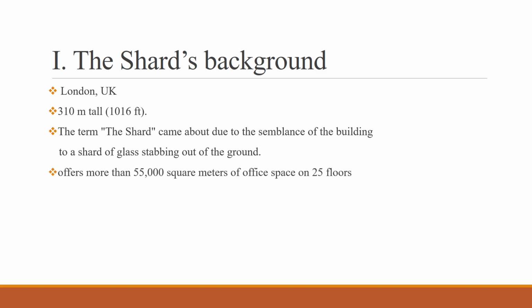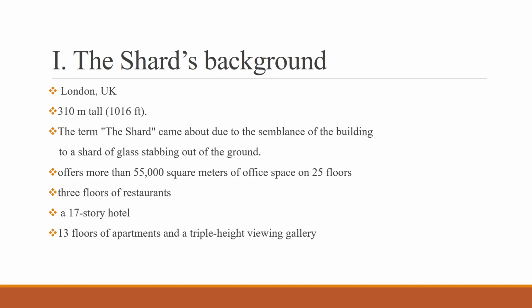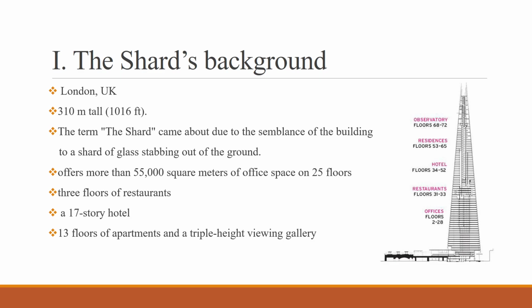The Shard, the iconic tower, has redefined the London skyline and it's already an international symbol for London. A mixed-use vertical city, it offers more than 50,000 square meters of office space on 25 floors, 3 floors of restaurants, a 17-story hotel, 13 floors of apartments and a triple height viewing gallery. And here is the diagram showing how each part of the Shard works, the function of each part.